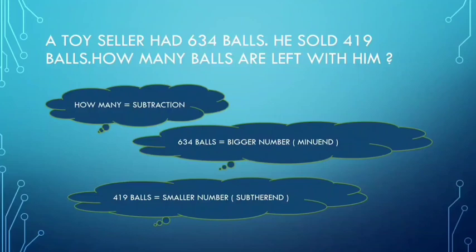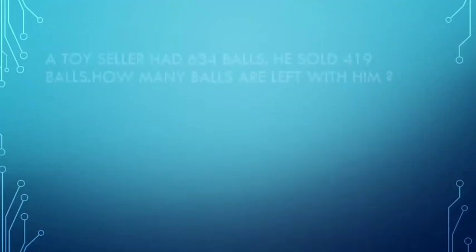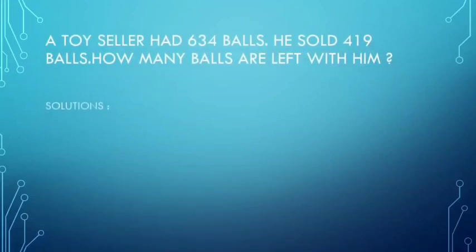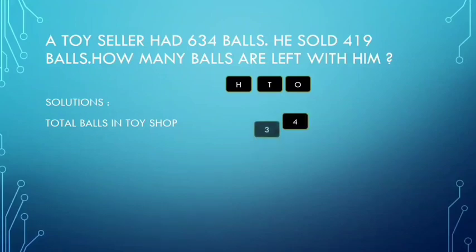Let us solve this word problem now. We will first write the place values, and then we will write the first statement for the bigger number or minuend. What we will write? Total balls in toy shop. What is the total number of balls in the toy shop? Yes, 634. And then we will write the statement for the smaller number or subtrahend.